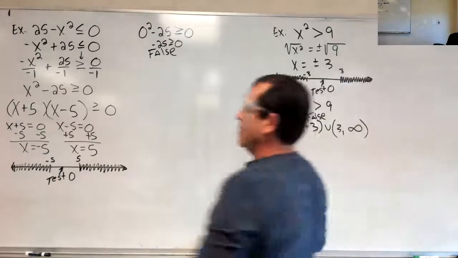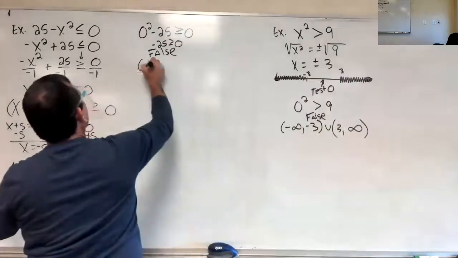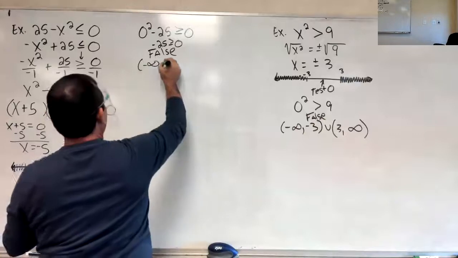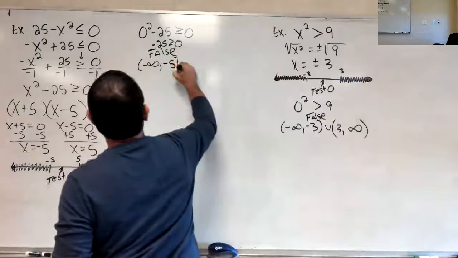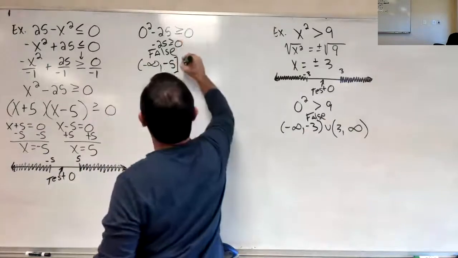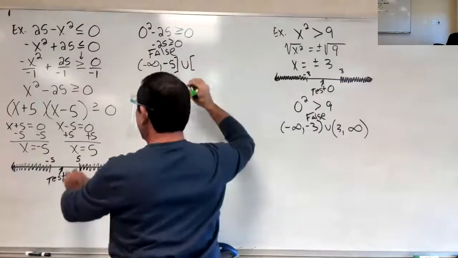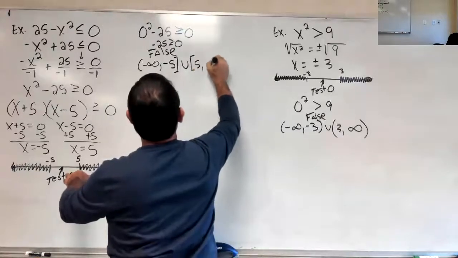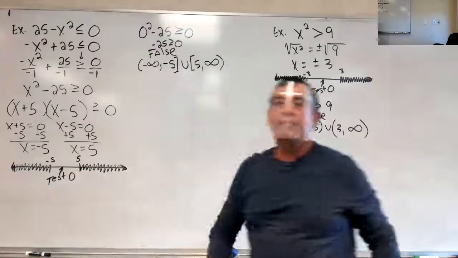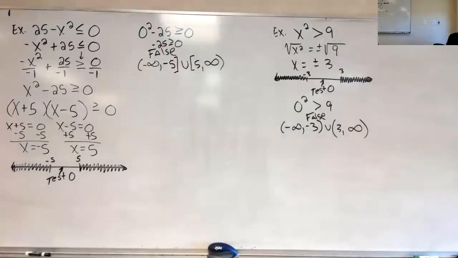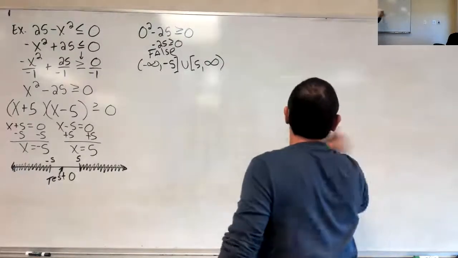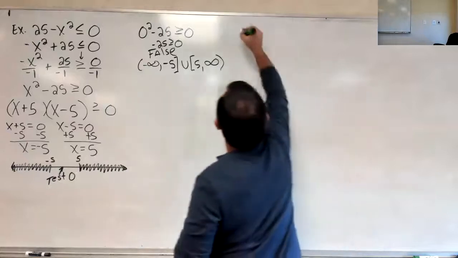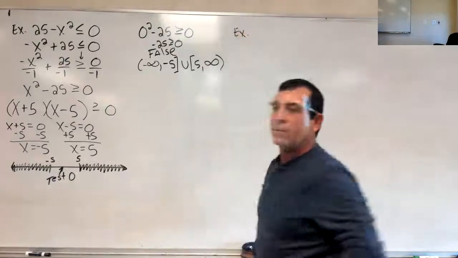All righty, so let's see. We're coming in from -infinity, -5. So what do y'all want there? Bracket. So bracket because we got the equals. And then union bracket, positive infinity. Okay. No questions on that, y'all?